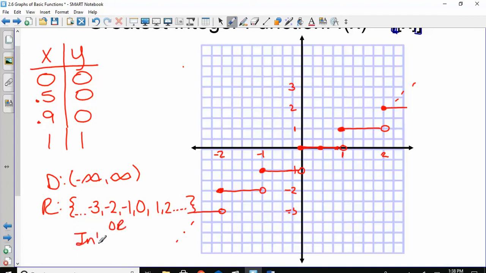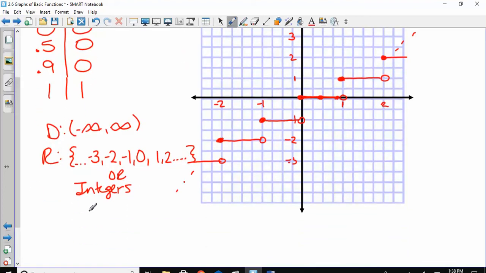Or you could write out integers. We hit every integer value. Do you guys remember, did you ever talk about the symbol for integers? If you use a double barred Z, that's a shortcut. It means integers. It's like the double R means all real numbers. So lots of different ways that you could give that range.